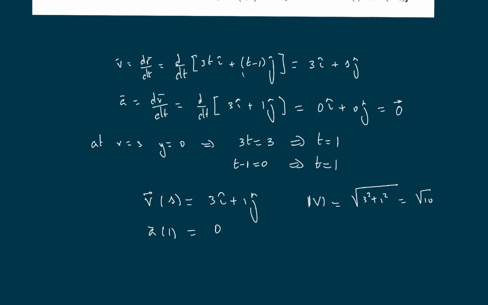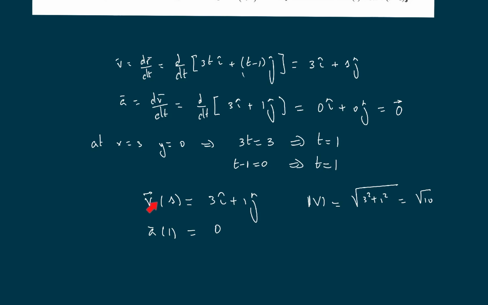The speed is nothing else than the magnitude of the vector velocity. The vector velocity is 3i plus 1j. What is the magnitude of this vector? It is the square root of ax squared plus ay squared. The square root of 3 squared plus 1 squared is the magnitude of the vector velocity, which is the speed. So the speed is the square root of 10. So the problem is solved.